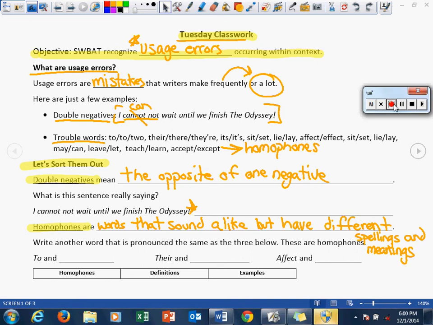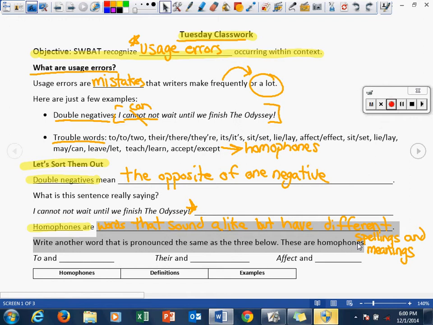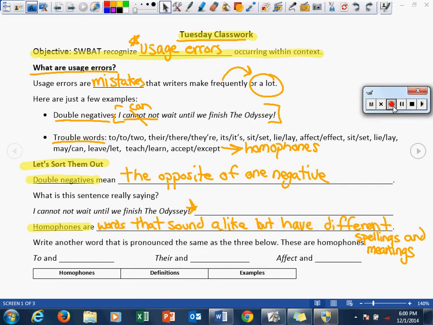All right, I skipped ahead a little bit. You'll notice that the definition is actually filled in down here. While you fill that in, I'll read it one more time and then you can pause it. Homophones are words that sound alike but have different spellings and meanings. So pause the video right now until you can get that full definition down. And as soon as you have it all written, you'll come back and hit play. All right, so we're back. You've filled in the definition.